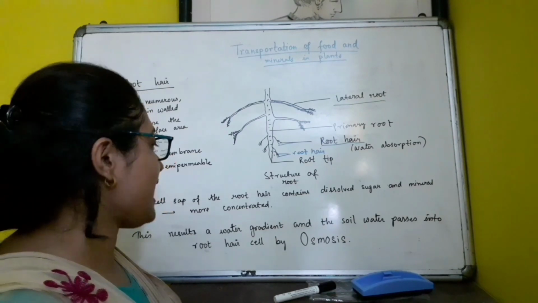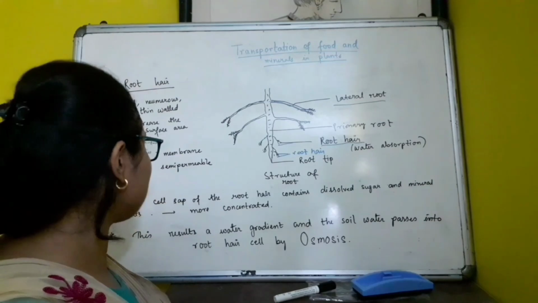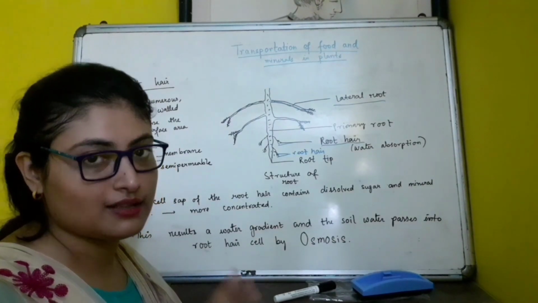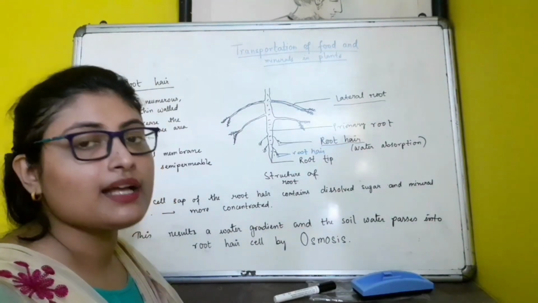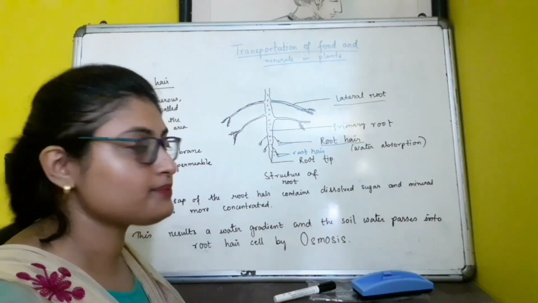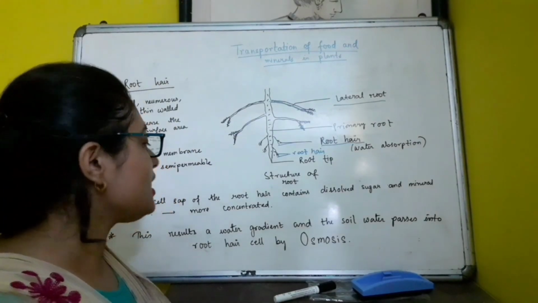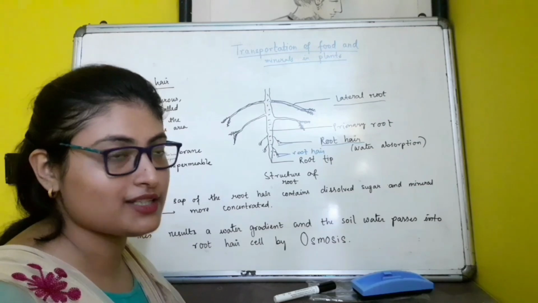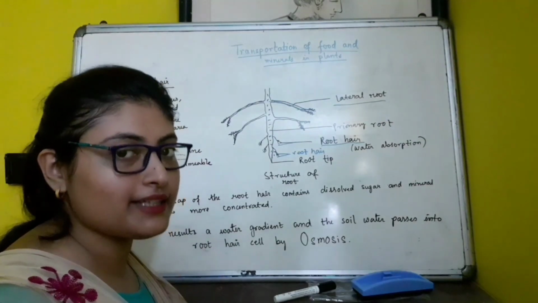Now the cell sap of the root hair contains dissolved sugar and mineral salts. Okay, now cell sap means what? The solution present inside the cell. This is known as cell sap. Now in the cell sap, sugar is dissolved and minerals are also dissolved, so it has more concentration. Okay, what is concentrated and what is dilute, I'll let you know in a different lecture.